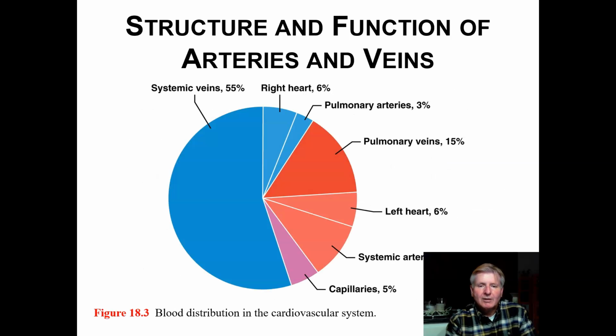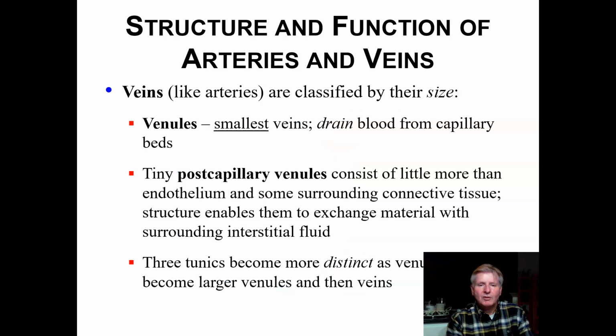This is a pie distribution of your blood supply. It shows you the systemic veins carry about 55%, whereas your arteries contain a smaller percentage.